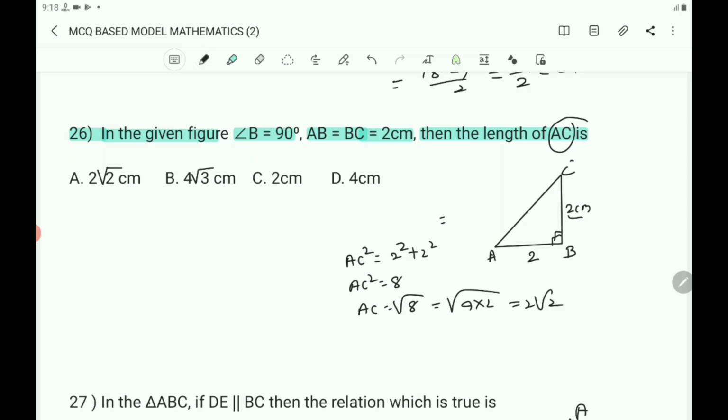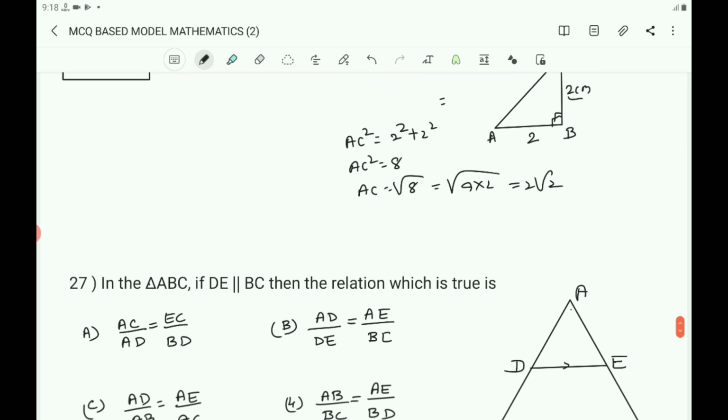Then what is the answer? The answer is option A, 2 root 2 centimeter. So you take that answer A, 2 root 2 centimeter is the answer of that question 26. That is the length of AC. You can get it by using the Pythagoras theorem. You must know the Pythagoras theorem, and also you must know how to apply the Pythagoras theorem to find the length of the sides of the right angle triangle.